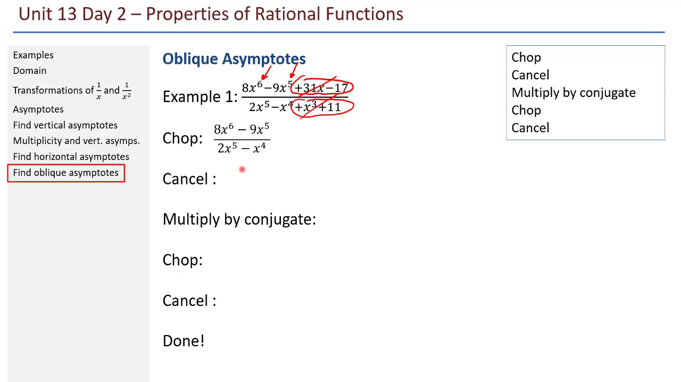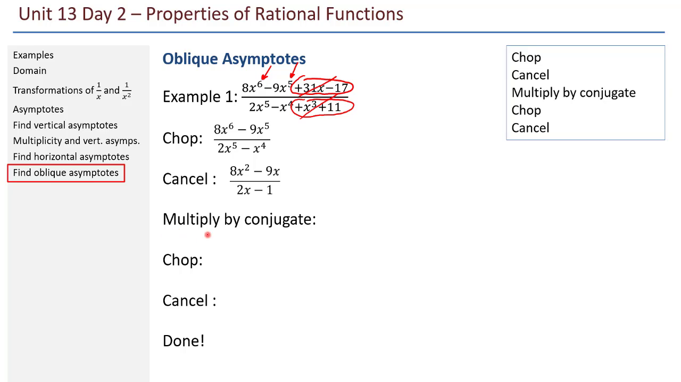Now, cancel. Basically, I have a bunch of x's in there. Let's cancel it out. Now, the smallest power of x is x to the 4. So I should be able to take away x to the 4 from everything. And here we go. So that x to the 6 turns into x squared. X to the 5 becomes an x. And x to the 4 becomes a 1. So I've taken x to the 4 out of everything, just to make it a little bit simpler.